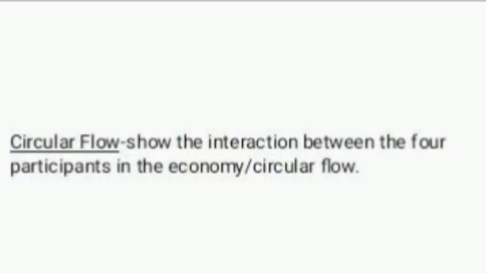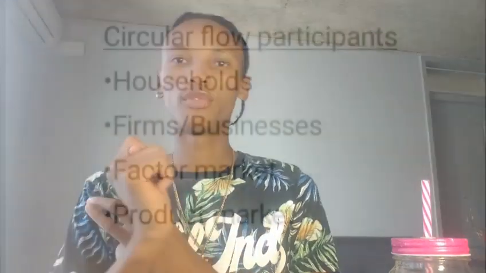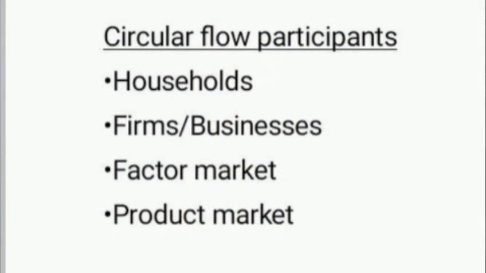Now the circular flow shows us the interaction, or the relationship, between the four participants in the circular flow. Okay, teacher, we understand now. So which are those participants? We're speaking of the households, the factor market, the product market, and the business.